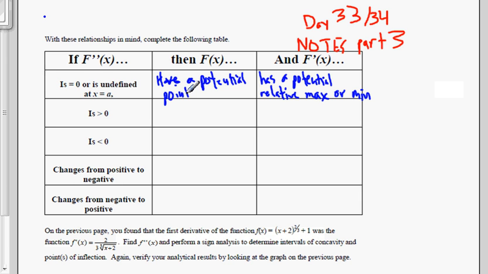And what is that good for? Now when I know the second derivative is 0 or undefined, there's a potential for a point of inflection. And later on we'll figure out how we can determine that.